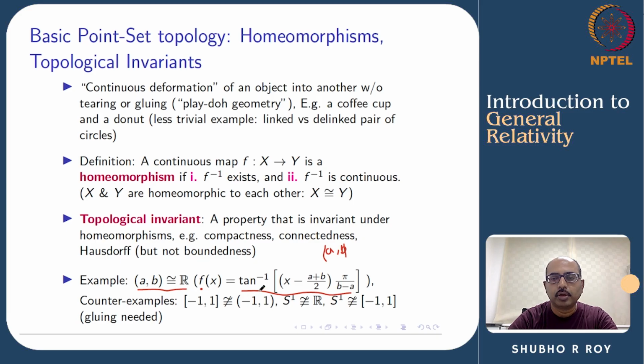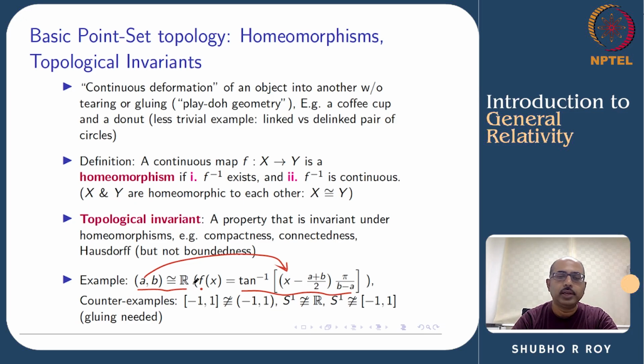So as you can see, under this map, the point a is mapped to minus infinity. If you plug a into this function, you get minus infinity, and if you plug in b, you get plus infinity. So this finite open interval (a, b) is homeomorphic to the full real line.